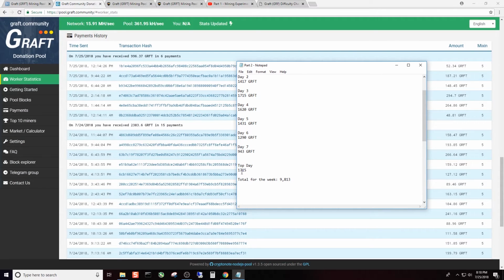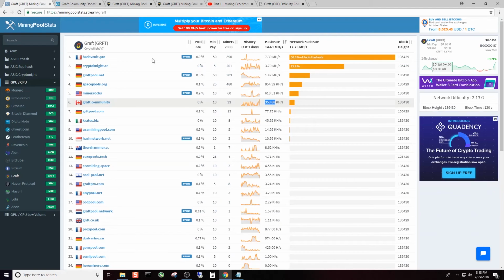You can see my top day was 17.15 for a total for the week of 9,813 Graft coins on Hashvault. And this is the top hash power pool currently on the Graft network. And at the time I was mining, it was around 8 mega hashes, okay? So it's dropped just a little bit. But as you can see, there's over 50% of the hash rate on here.